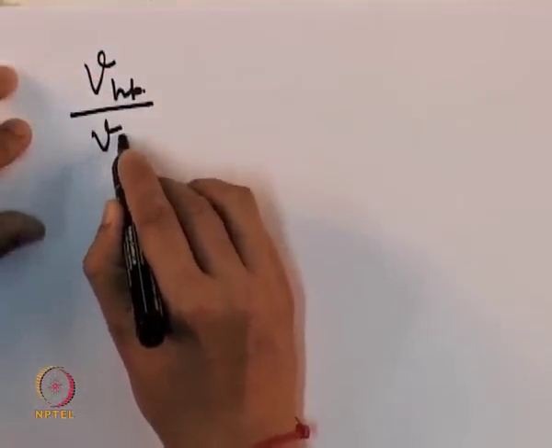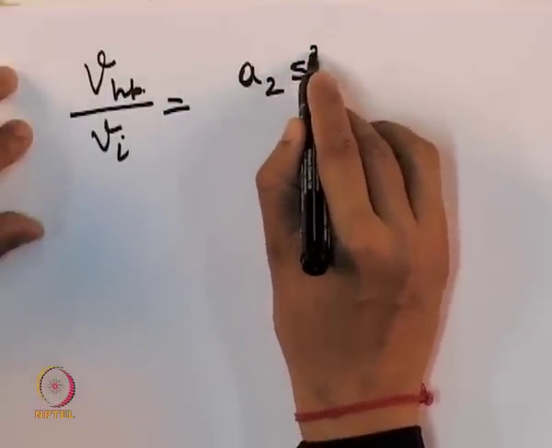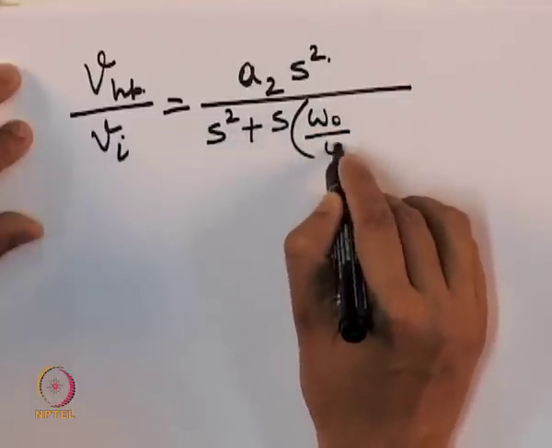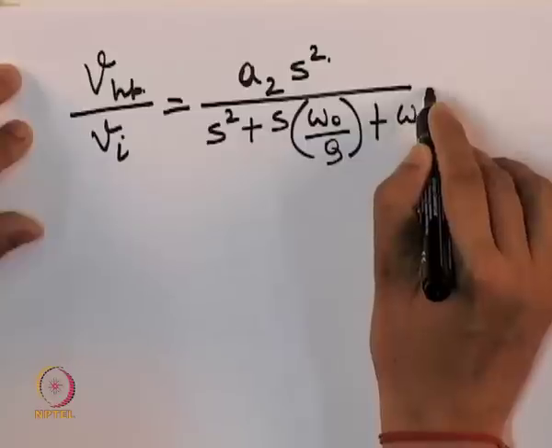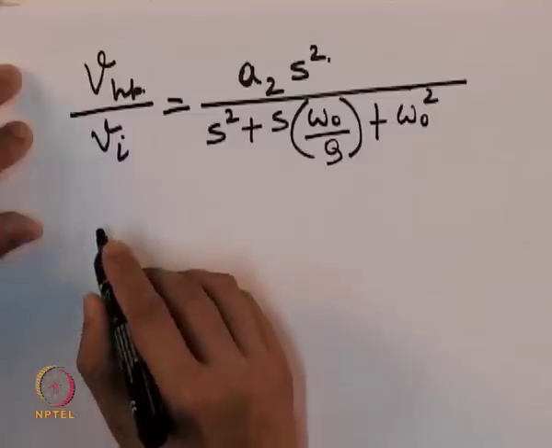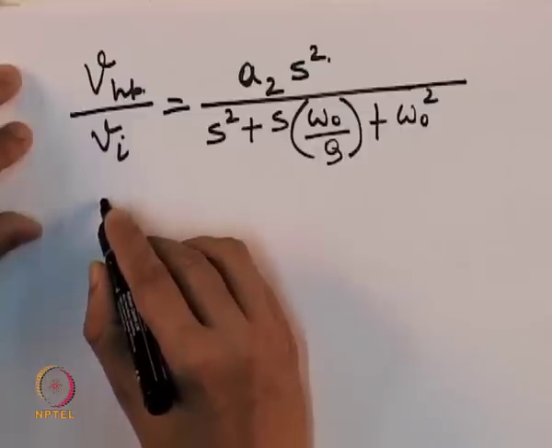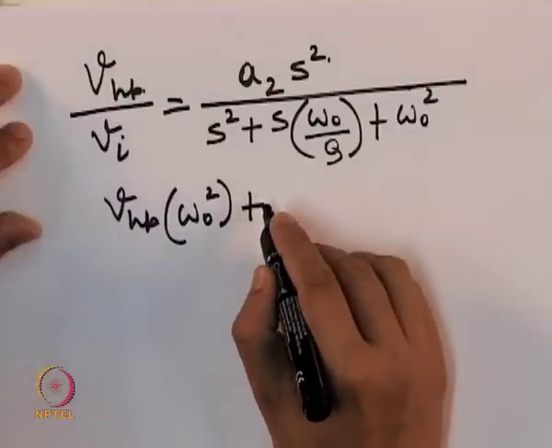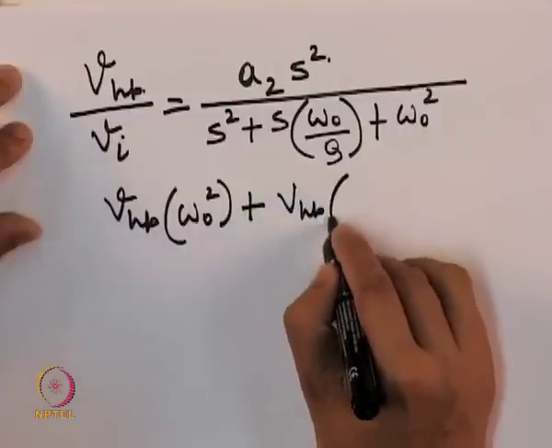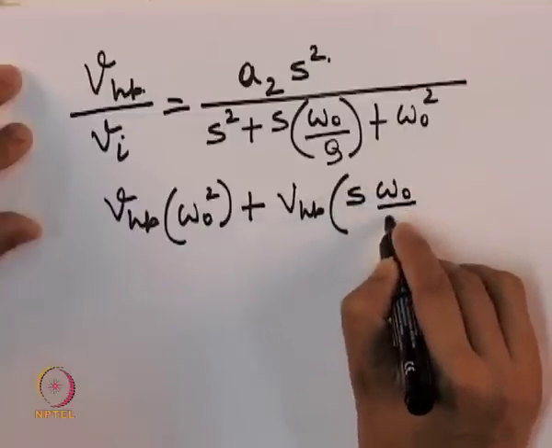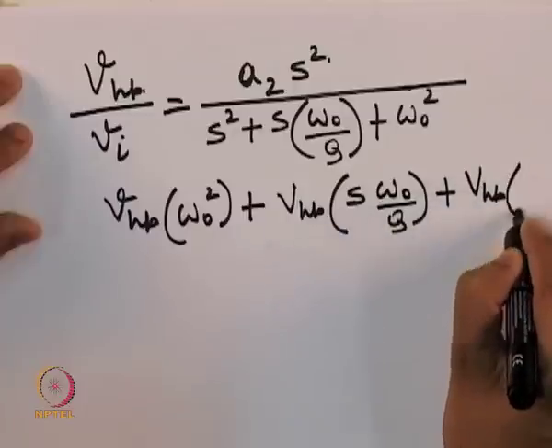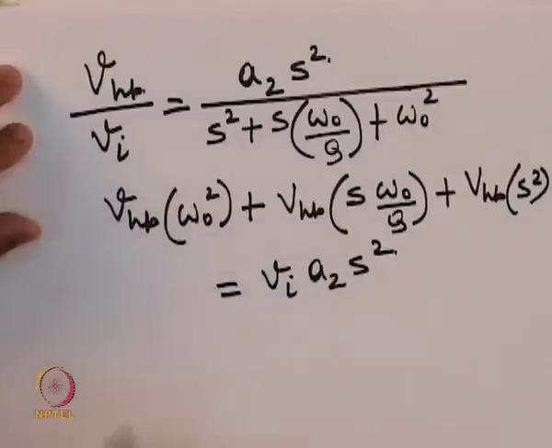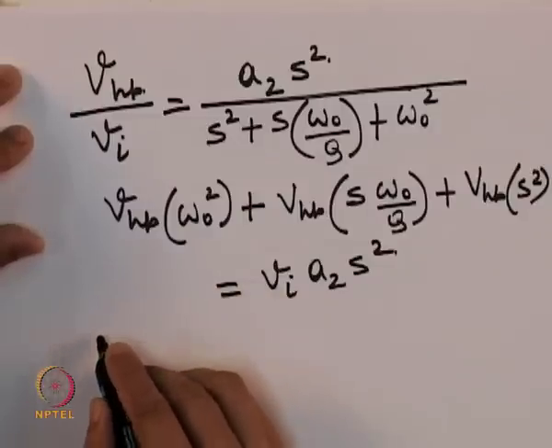So, we have... This I can also write in a different way as VHP omega 0 square plus VHP S omega 0 upon q equals VI A2 S square.